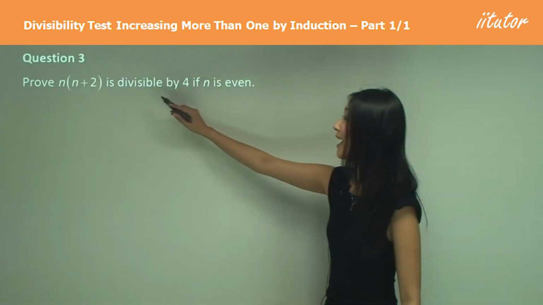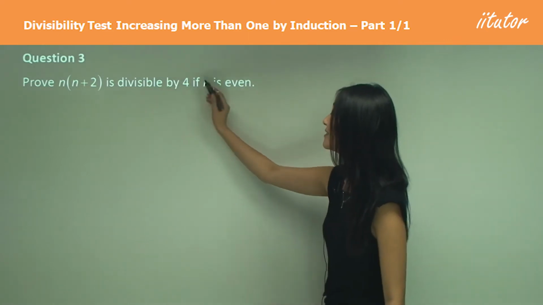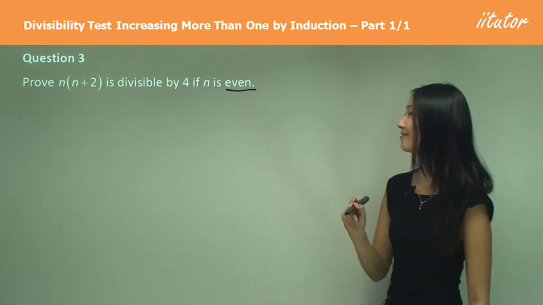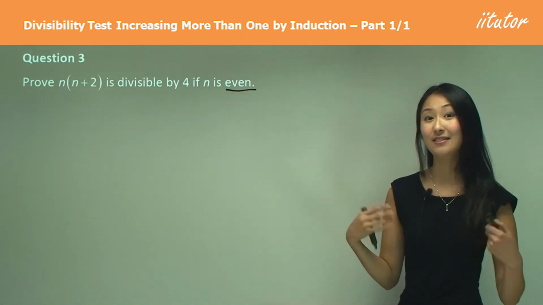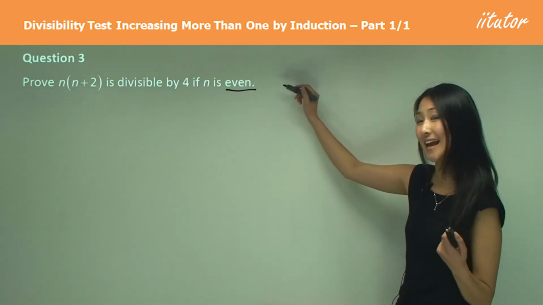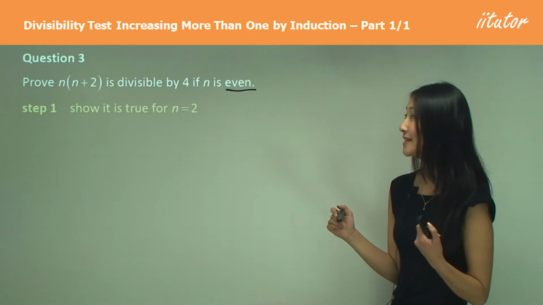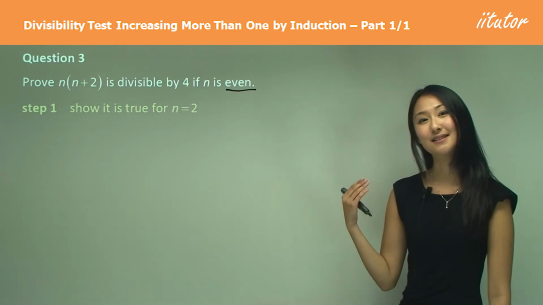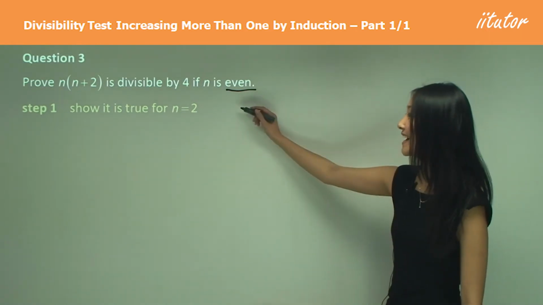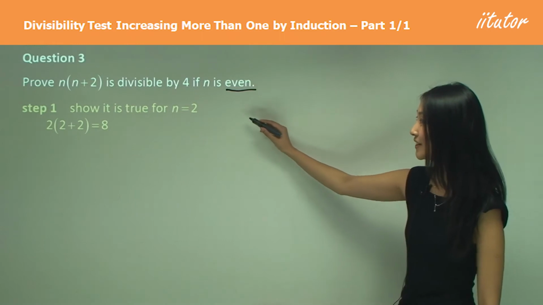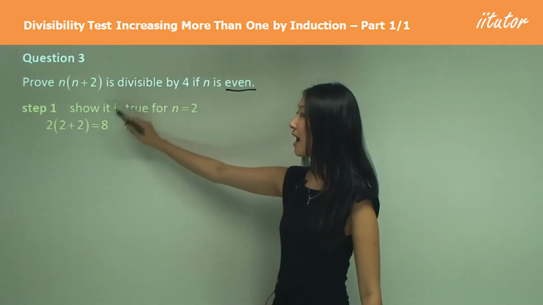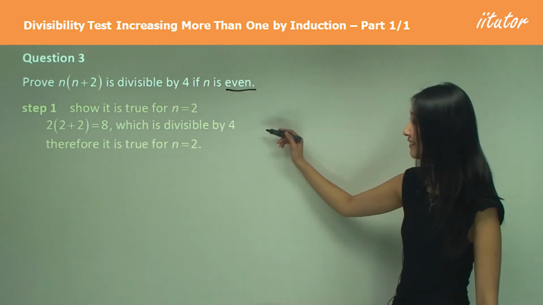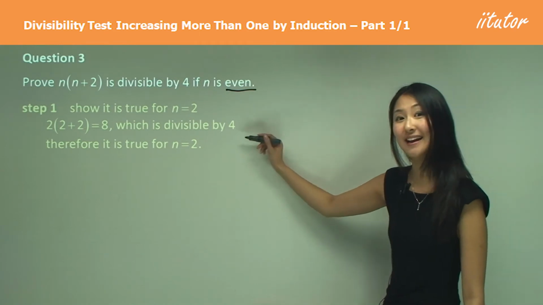We want to prove that n times n plus 2 is divisible by 4 if n is even. So you can see the question has specified that this really only works if it's even. That means that when we start off with step 1, we want to show it's true for n equals 2, because that's the smallest even number. So substituting 2 into this, we have 2 times 4, which equals 8, which is indeed divisible by 4. And therefore this is true for n equals 2.